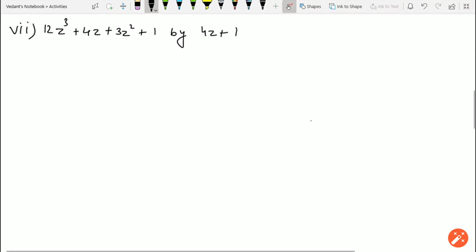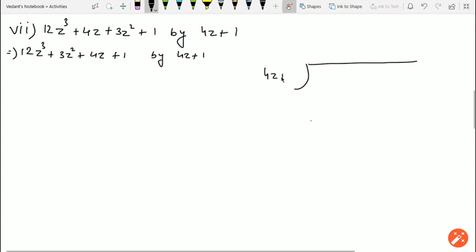Now another question, students. Look at the question carefully. 12z cube plus 4z plus 3z square plus 1 divided by 4z plus 1. We can arrange 12z cube plus 3z square plus 4z plus 1 by 4z plus 1. Same thing, right at the place of dividend, 12z cube plus 3z square plus 4z plus 1 divided by 4z plus 1.